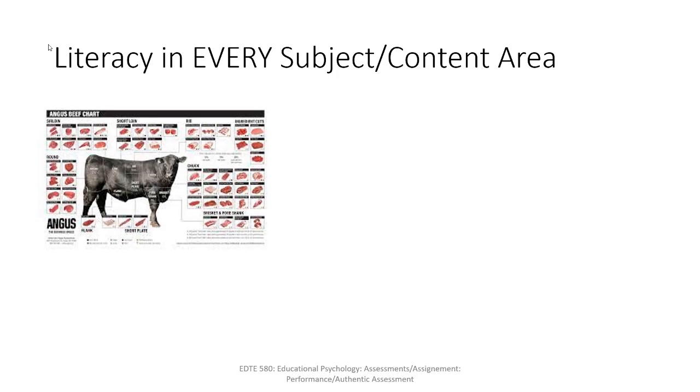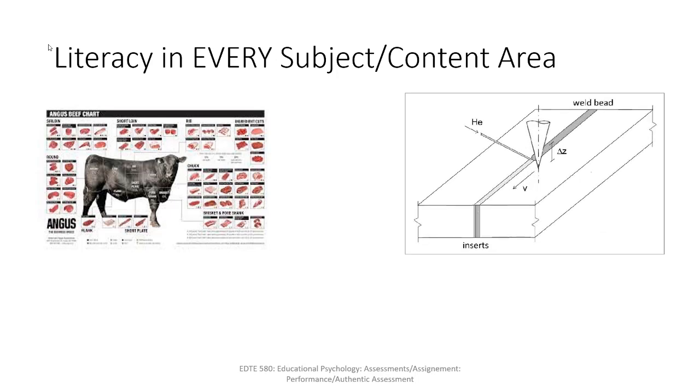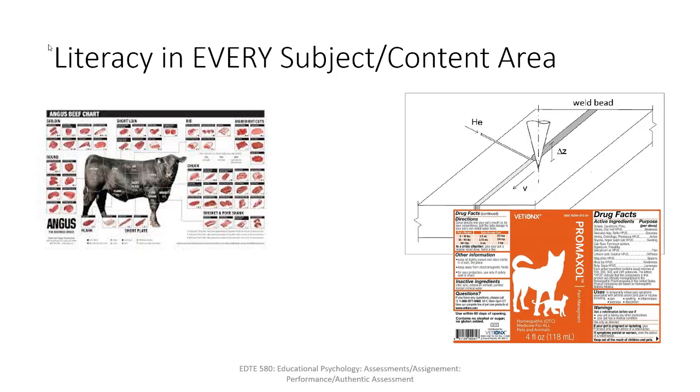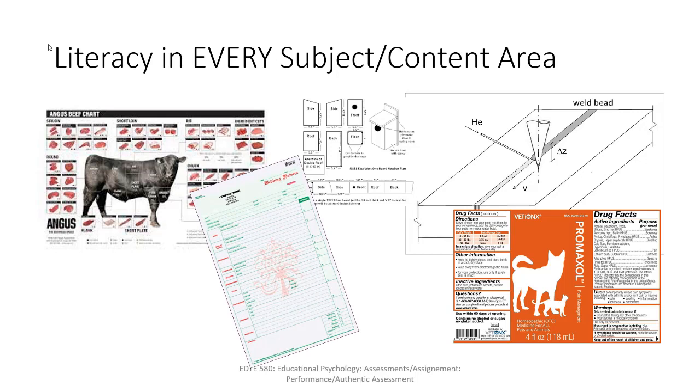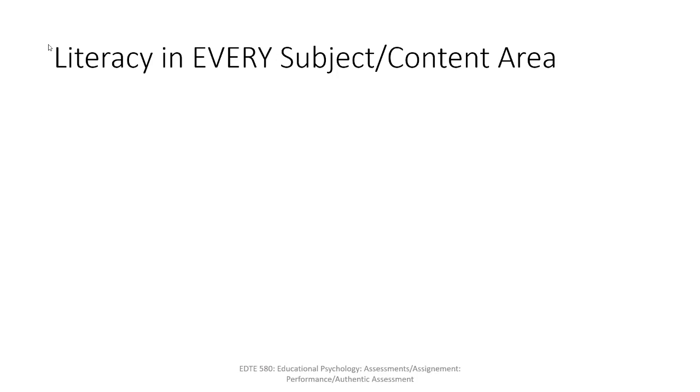We also see literacy in agricultural education in technical subjects, such as being able to read a beef chart, or being able to read a welding plan and knowing how to execute it, knowing how to read medicines for animals, being able to read and use a blueprint to build a birdhouse, or even to read and write a custom order in floral design. These are all examples of literacy.